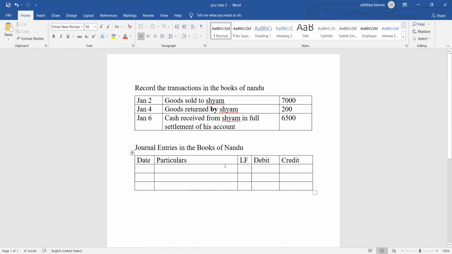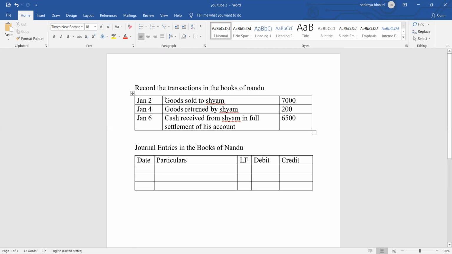So we are following the same pro forma for the journal: date, particulars, ledger folio, debit, and credit. The transactions are asked to be recorded in the books of Nandu, so I gave the heading journal entries in the books of Nandu. Three rows are selected in the pro forma because there are three transactions. If you have a number of transactions, depending upon the number, you can go on increasing the rows. Now, one by one, we will see how the journal entries can be recorded.